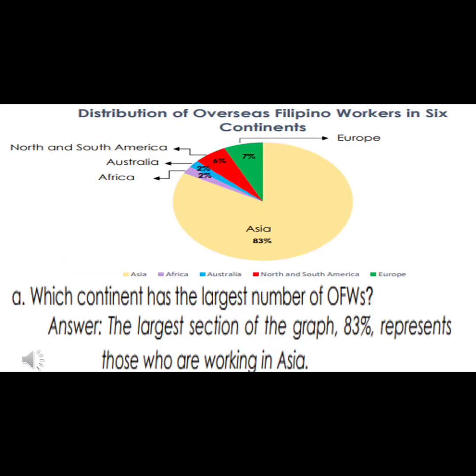Okay, the first question that we have to answer, and we will try to analyze and interpret the data on the circle graph. A. Which continent has the largest number of OFWs? Looking at the graph itself, we can already find which continent contains the largest number of OFWs. It is clearly shown on the graph itself. So we have Asia as the largest number of OFWs.